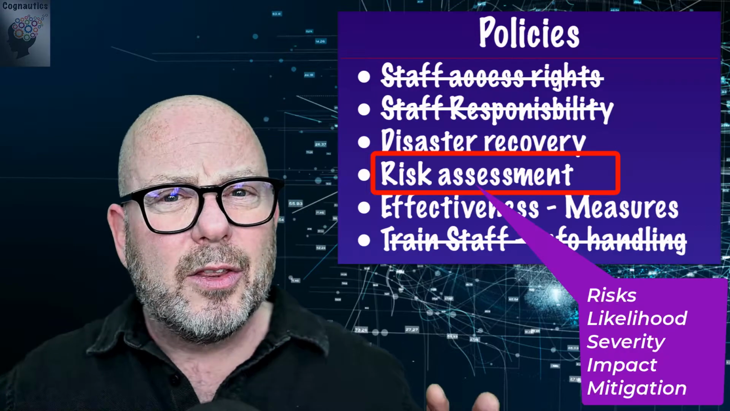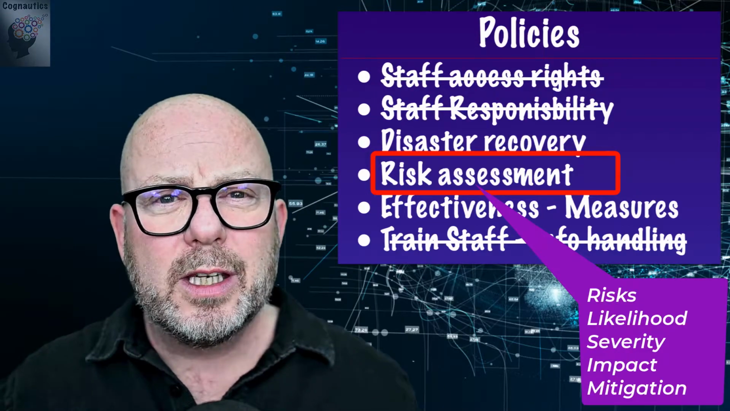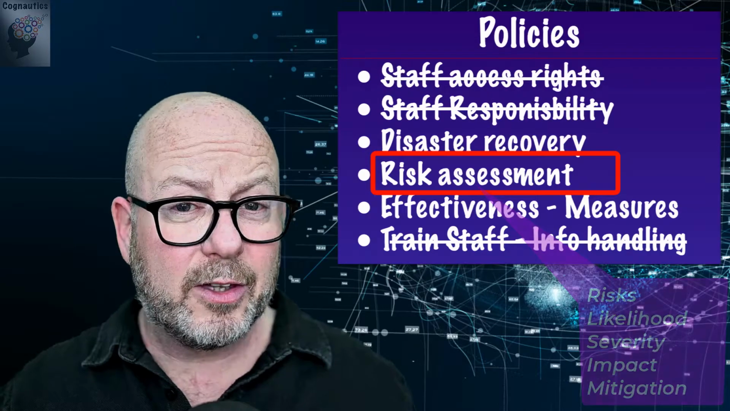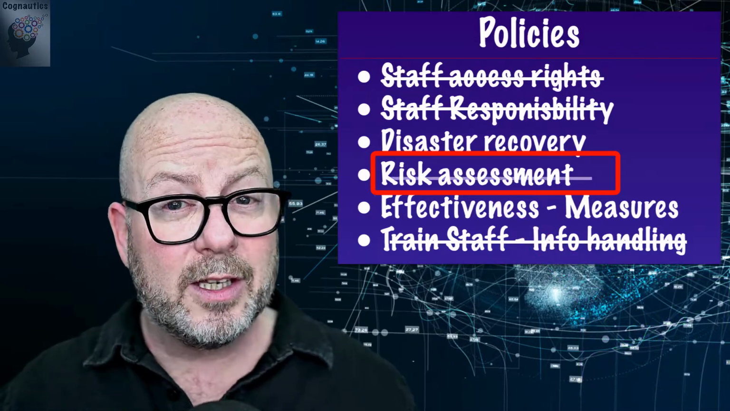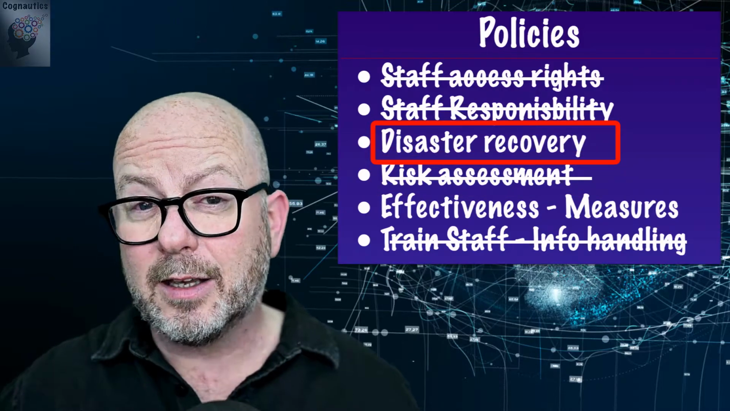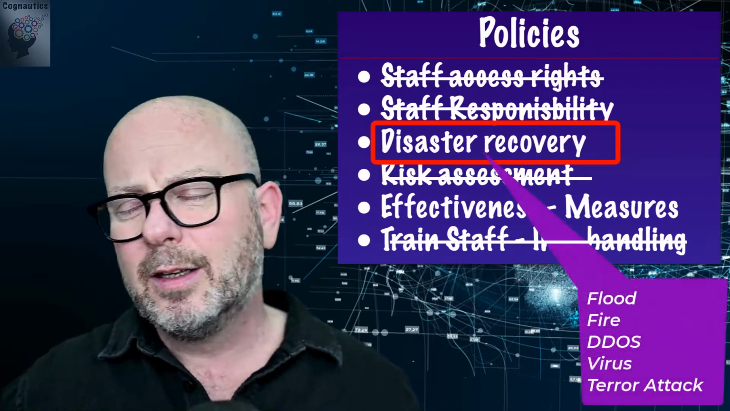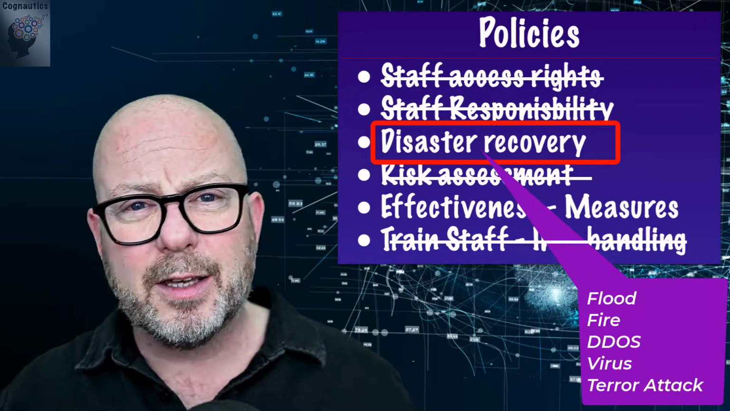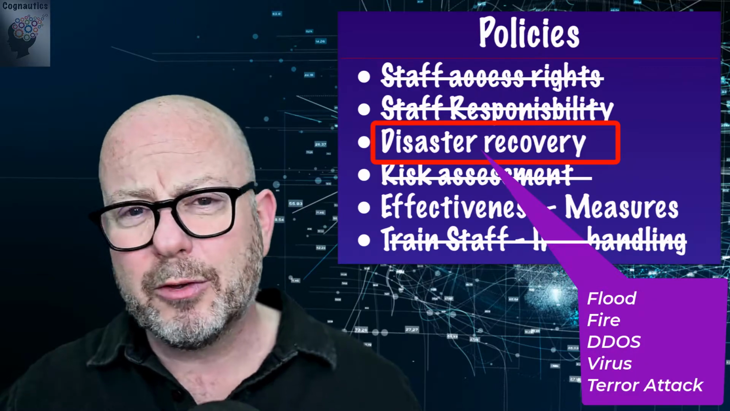The final policy covers using information gathered in the risk assessment to create a policy that dictates how to support the recovery of systems and data in the case of a disaster, for example, a flood, a fire, a DDoS attack, a virus, or a terror attack.